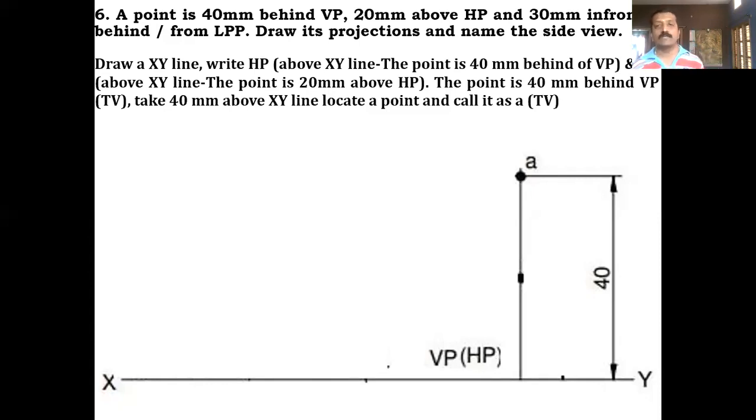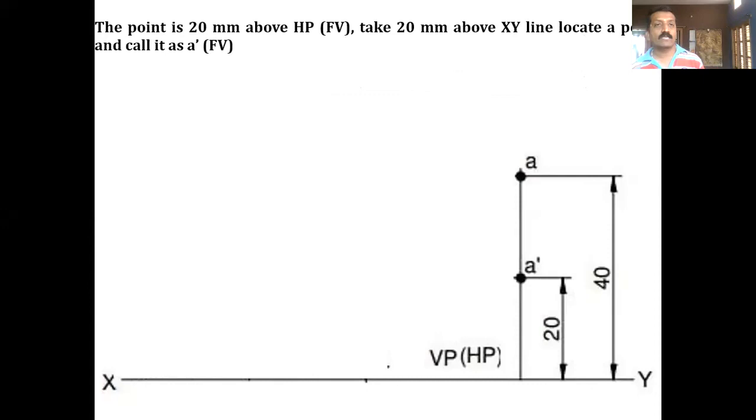After completion of the top view, let me complete the front view here. The next information he has given: the point is 20 millimeter above HP. Above HP means it's front view information. While drawing it, we should draw it above the XY line. So you take 20 millimeter above the XY line and draw a horizontal projector line. Then, since we have already fixed A in the top view, you draw a vertical projector from there. Wherever it cuts, you call that intersection one more point, A dash. Why A dash? Because it's a front view. So both front view and top view are completed.